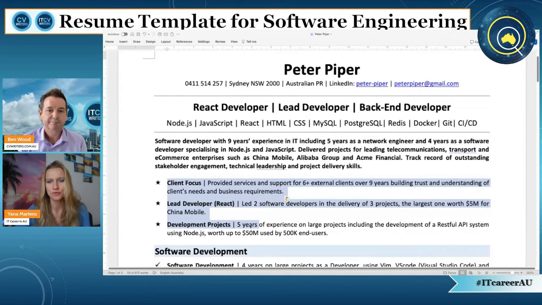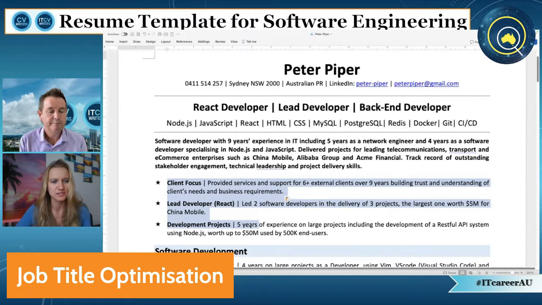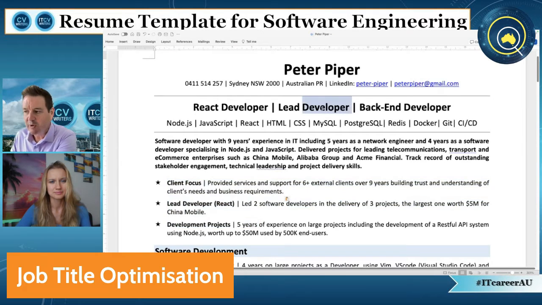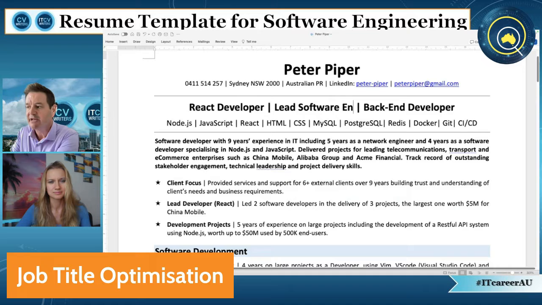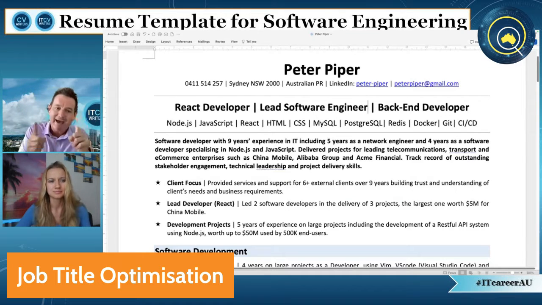Perfect. Let's go through a few of these elements in a little bit more detail. So first one, obviously, job title optimization. The most important thing on your CV, don't overlook it. Just because you've got a close match, close match is not good enough. So if you've got software developer and the job title is software engineer, that's not a one-to-one match. So if I wanted to, I could just quickly change this to lead software engineer. And that's a one-to-one match with the job I'm applying for. That's what you need to have.